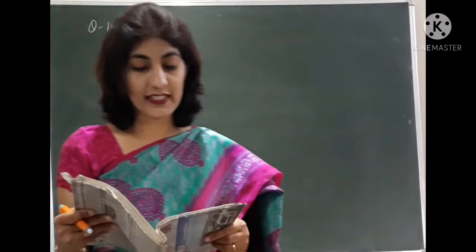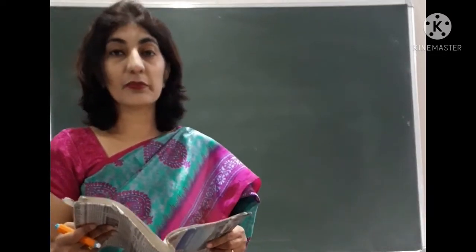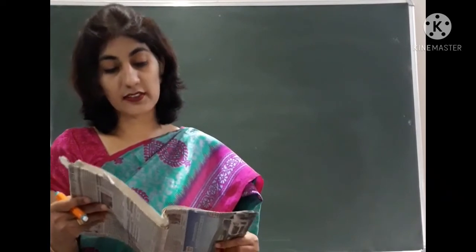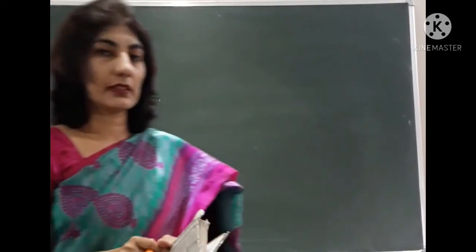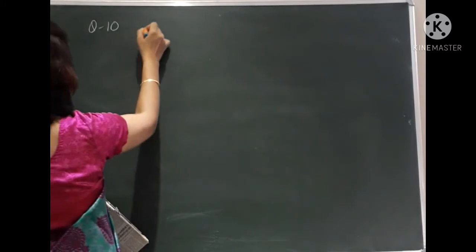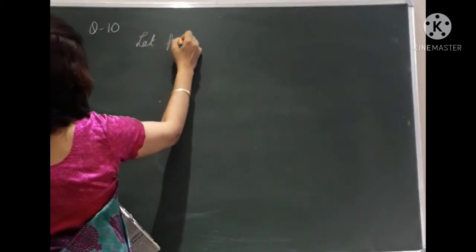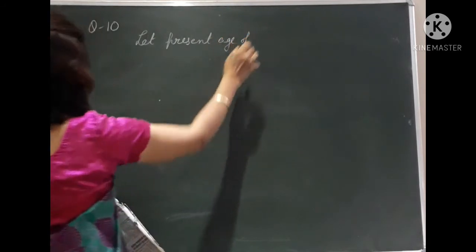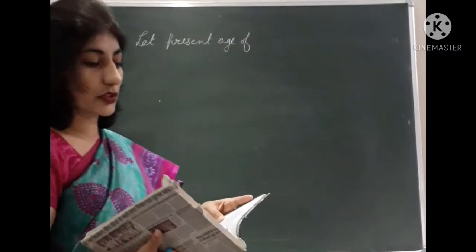Moving to question number 10. Aman's age is 3 times his son's age. 10 years ago, he was 5 times his son's age. Find their present ages. Again we have to assume, let present age of, first whose age you will assume as x. You can read the question again.